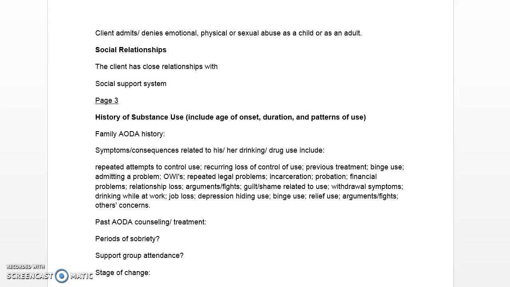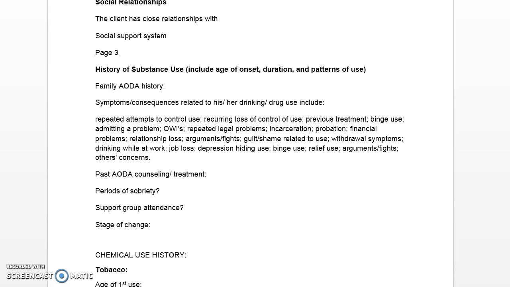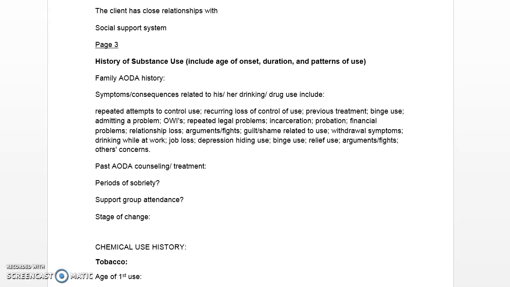History of substance use, this will be in paragraph format again. You'll want to include age of onset, duration, and pattern of use, whether or not there's a family history of AODA, and what sort of symptoms or consequences are related to their alcohol or drug use. You will want to take this right from the DSM-5. Here are several examples. So, repeated attempts to control use. Then you would want to give an example for that. So client has attempted to cut down or eliminate drinking from their life on multiple occasions. However, reports that they were unable to do so after 2 days, or something to that effect.